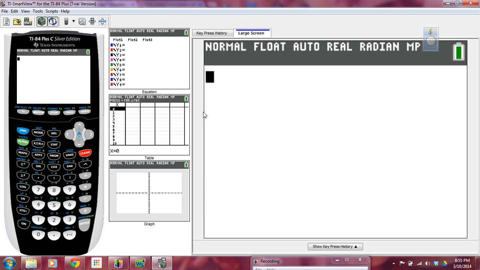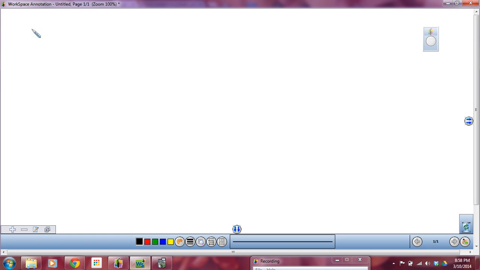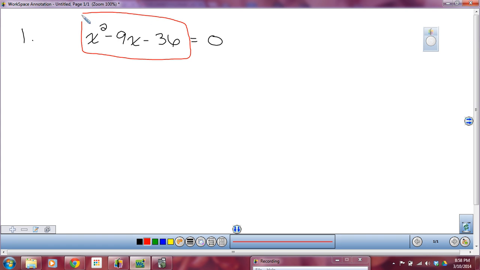Well, see how you have 2 sides of your equation? You've got x squared minus 9x minus 36 on one side, and then you have 0 on the other. So remember a few weeks ago, we talked about how one side we're going to put in for the y1, the other side we're going to put in for the y2.